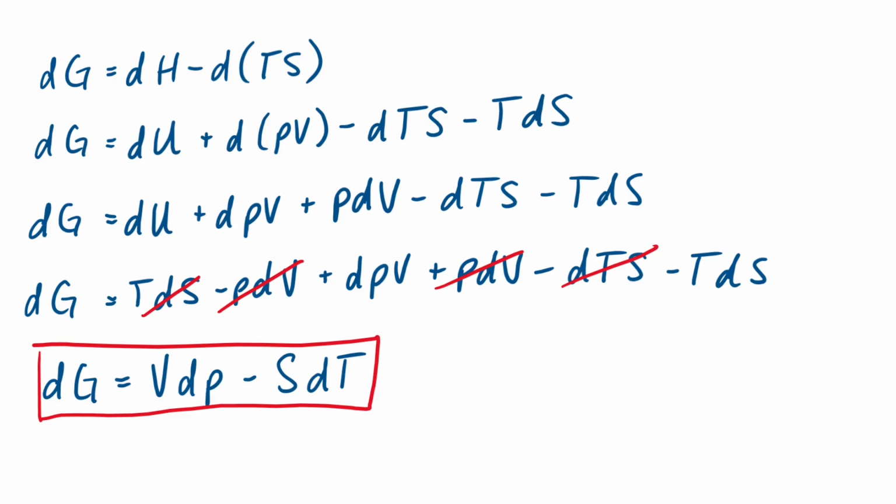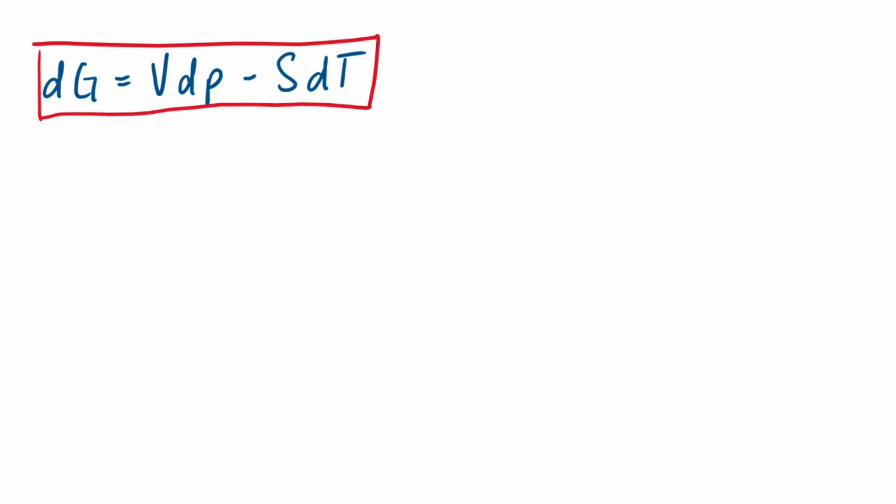Now, this equation gives us two pretty cool insights. First, at a constant pressure, entropy is equal to the negative change in Gibbs energy per change in temperature. Now, because entropy is positive for all substances, this tells us that Gibbs energy decreases as temperature increases, and that the rate of change with temperature is greatest when entropy is greatest.